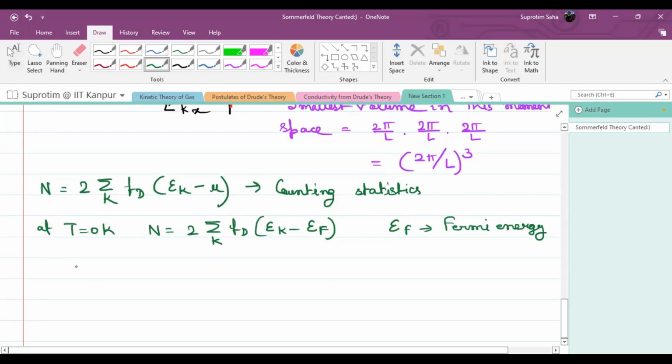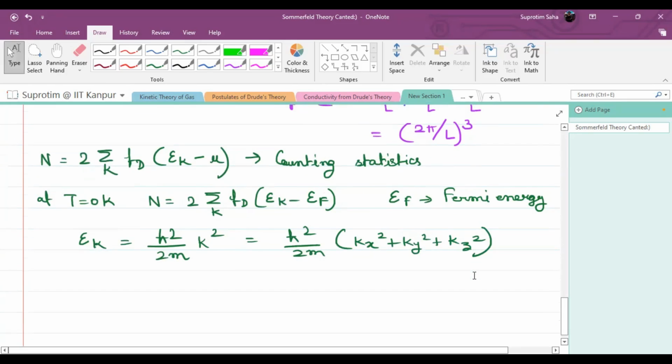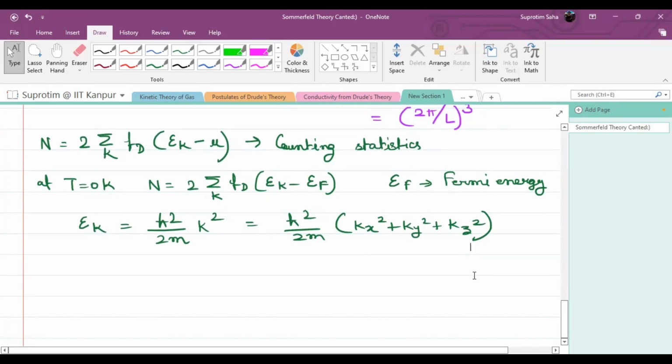And e_k will be given by simply solving the Schrodinger equation. Now you know that you have plane wave solutions. So putting that in the Schrodinger equation, you will get the energy as h-bar squared over 2m times k squared, and this k squared will be the summation of the k's in all three directions: kx squared plus ky squared plus kz squared. So now this k_i, as I told, is 2 pi n_i over L, where i is x, y, z.